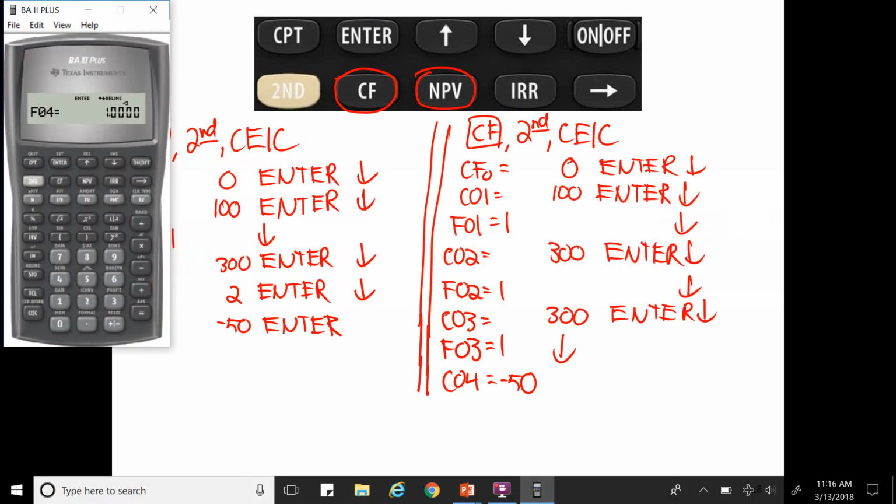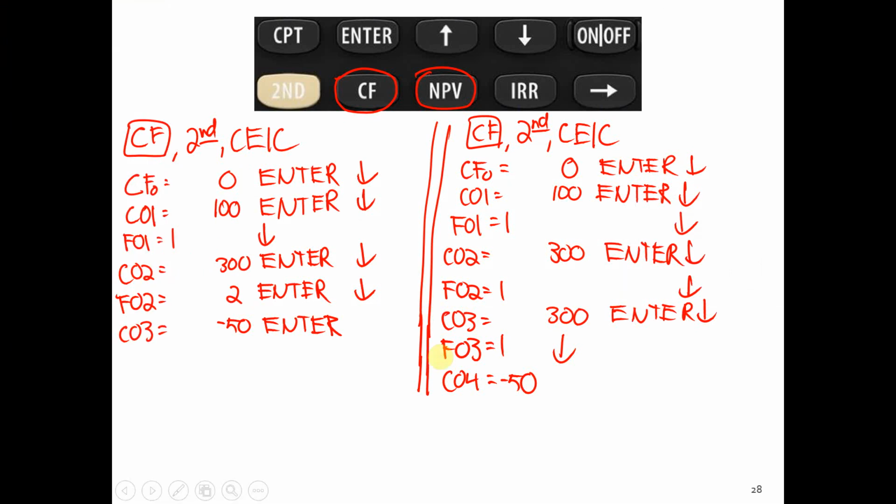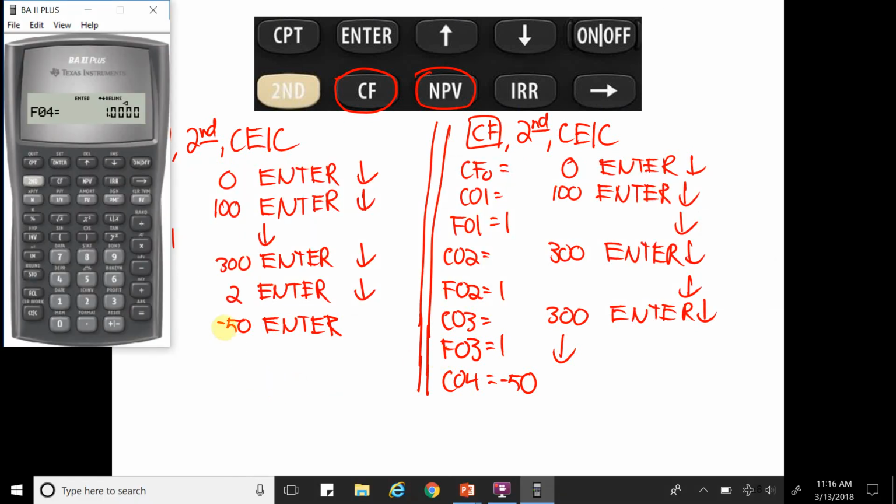So now we've got our cash flows entered into our cash flow worksheet. We're going to hit our NPV button. You hit the NPV button, it asks for an interest rate, and that's the 10% interest rate that was given to us in the problem. So hit 10 and then hit enter. Then you scroll down, it's telling you that you can compute the NPV. NPV shows up as 0 because we haven't hit compute yet. You compute NPV and you get 530.09.